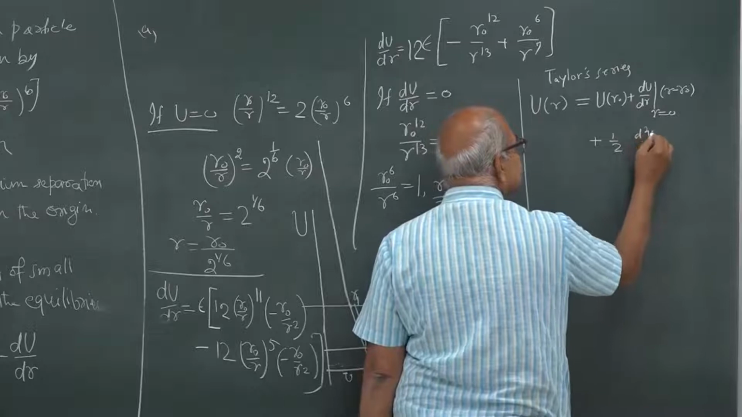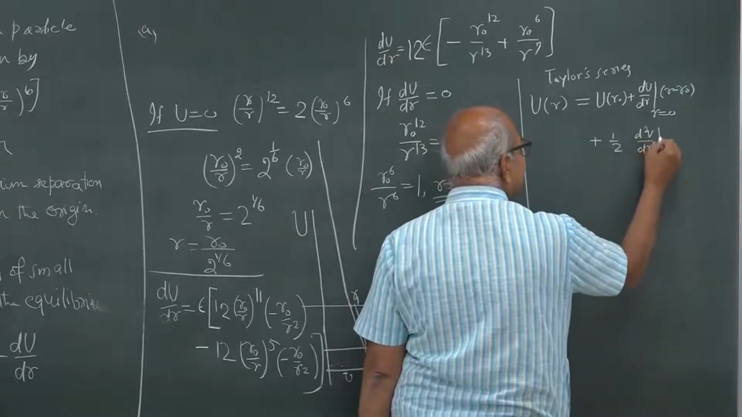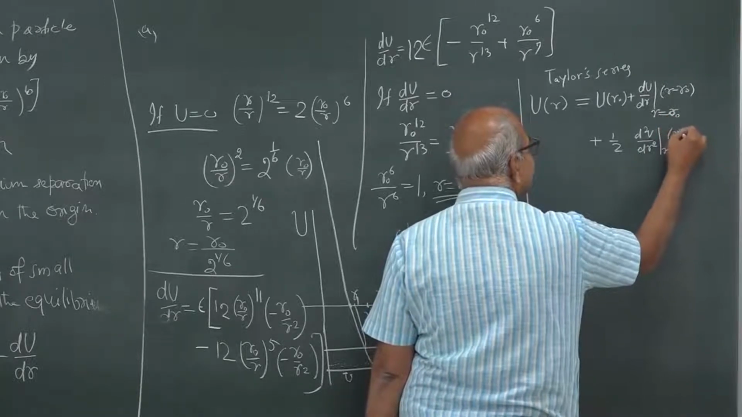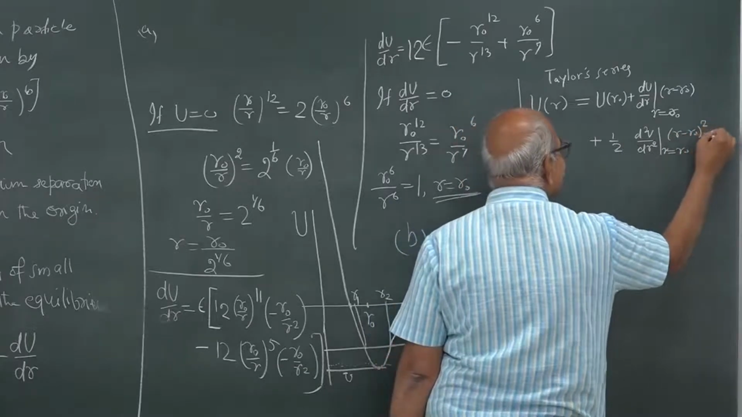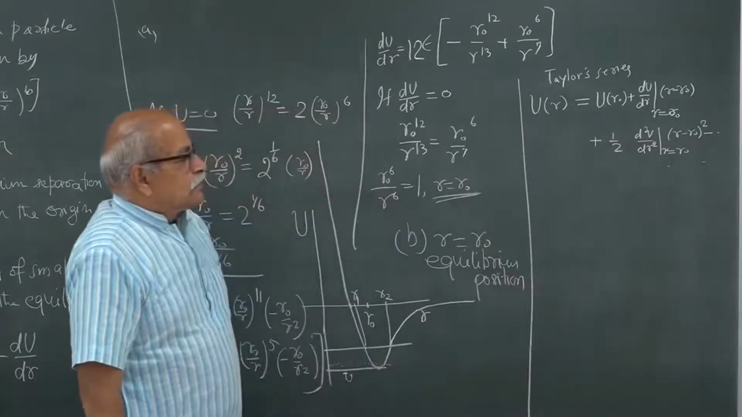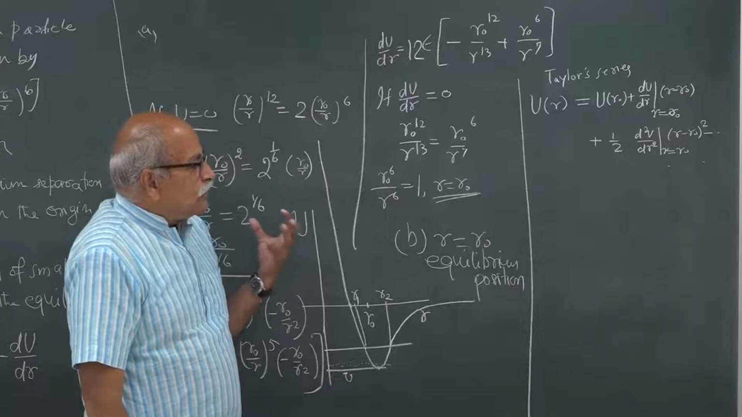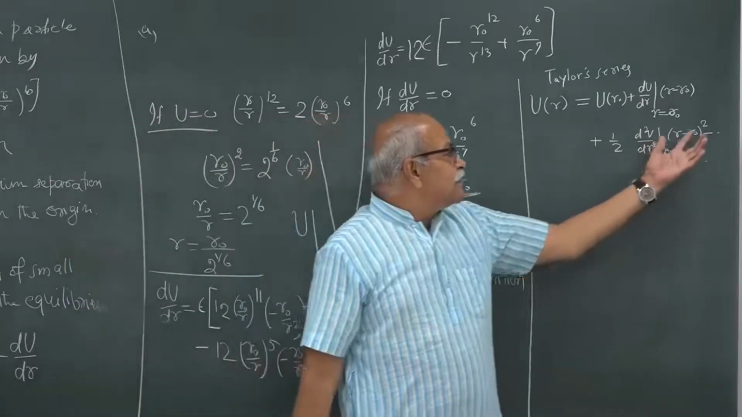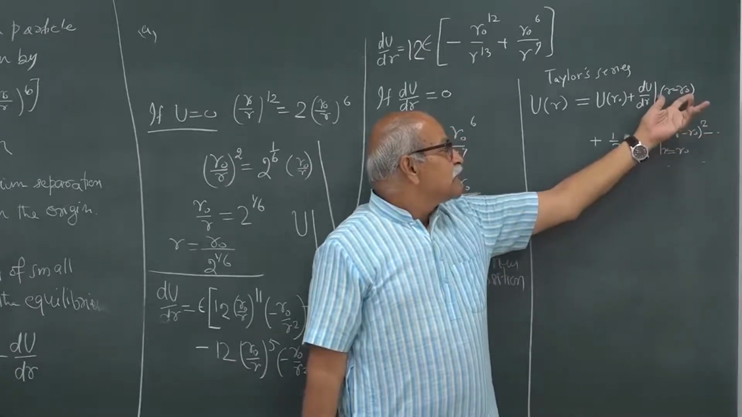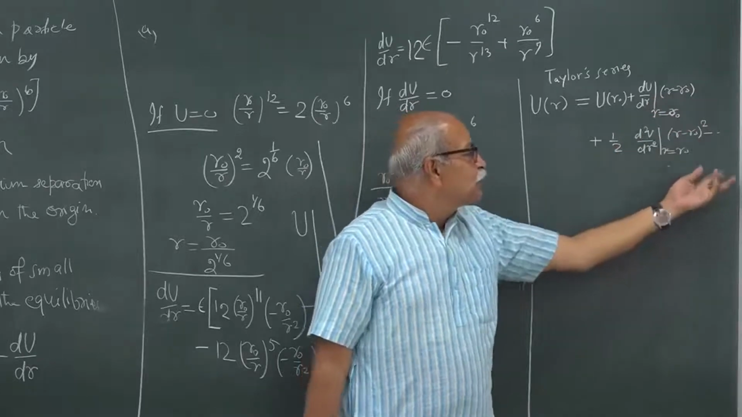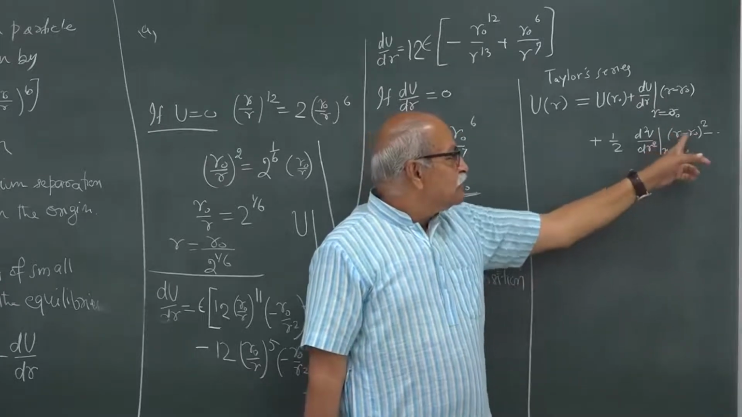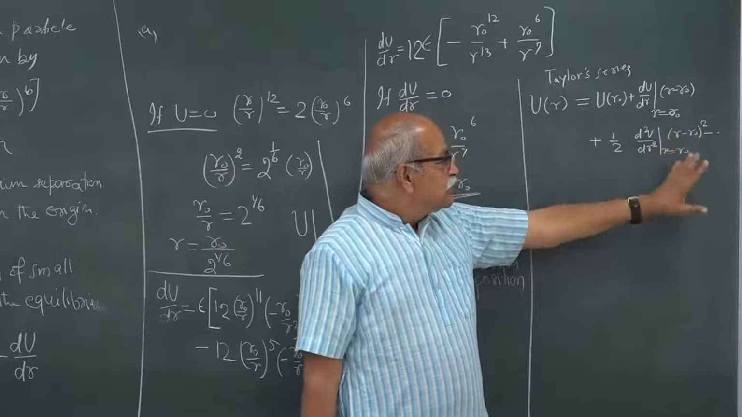second derivative d2u dr square evaluated at r equal to r naught and multiplied by (r minus r naught) square, and similarly higher order terms coming in there. And if r is very close to r naught, perhaps you would like to neglect this (r minus r naught) square term in comparison to the (r minus r naught) term here. You do have (r minus r naught) cube terms and fourth power and fifth power, but if this separation is small, if this quantity is small, then you can neglect higher order terms.